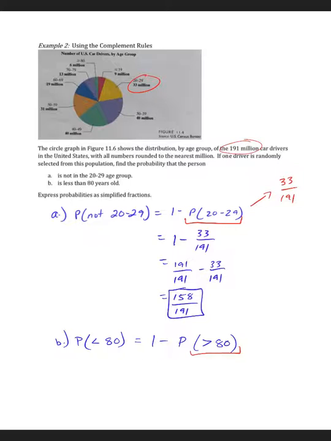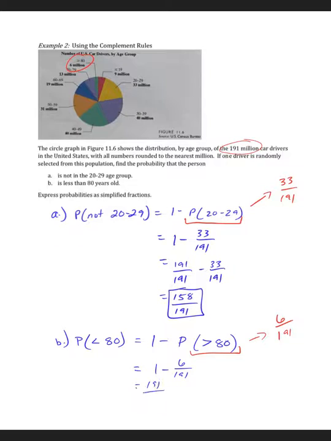Going up to the pie chart at the top, since we're done with that, looking at the pie chart from above, we want to find how many are above 80. And it looks like there are 6 million out of a total of 191 that are above 80. So we have 1 minus 6 over 191.